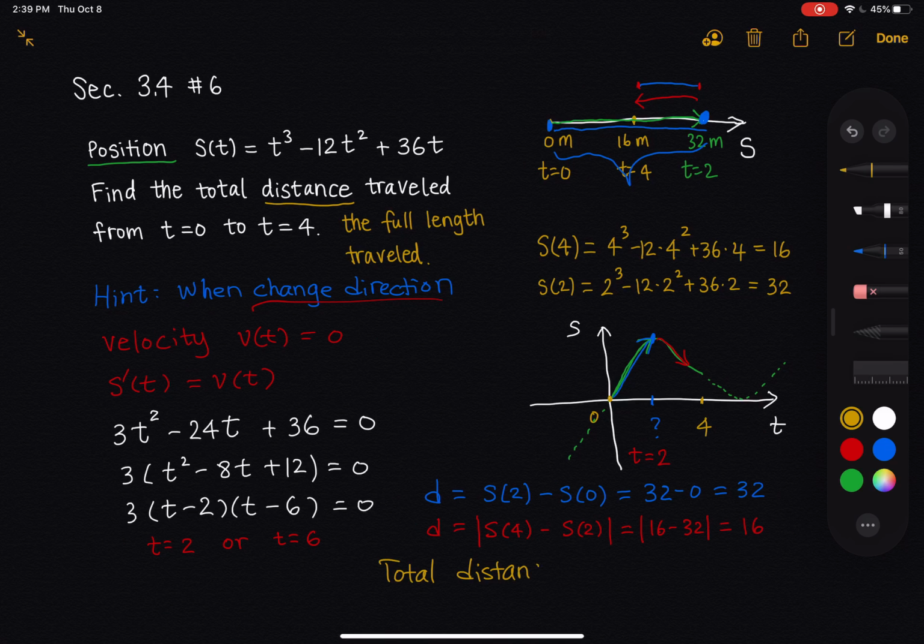Now we can answer the question: what is the total distance traveled? It is the distance it traveled in the positive direction plus the distance it traveled in the negative direction right here. And you get 48 meters as the answer.